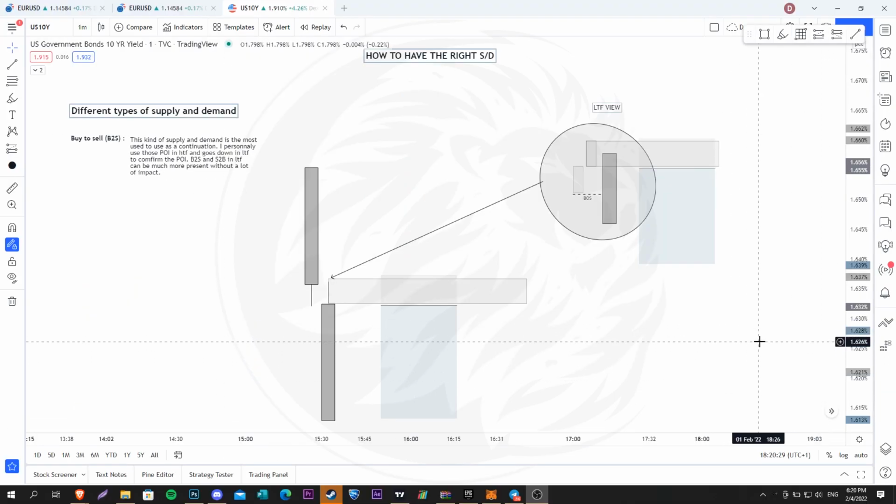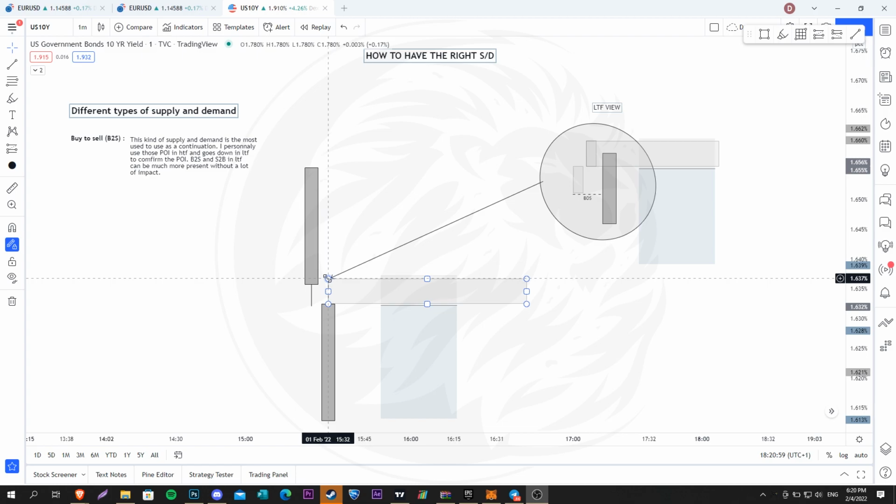Okay, guys. So now we will go through the buy to sell and the sell to buy candle. So first, we'll go through the buy to sell. This kind of supply and demand is the most used as a continuation trade. I personally use this POI in higher time frame and go in lower time frame to confirm those POI. Sometimes in lower time frame you will find those kinds of POI, but there is too much POI like that in lower time frame to use them as well.